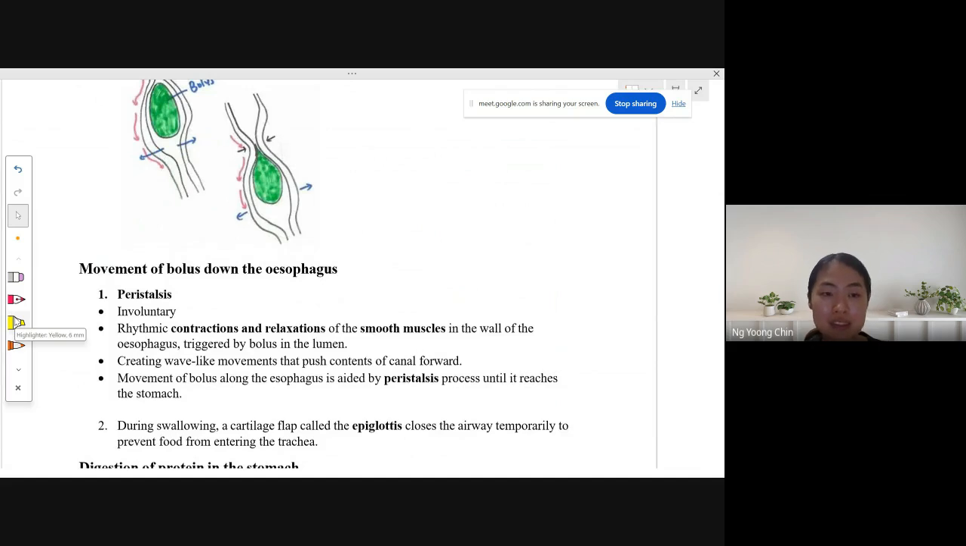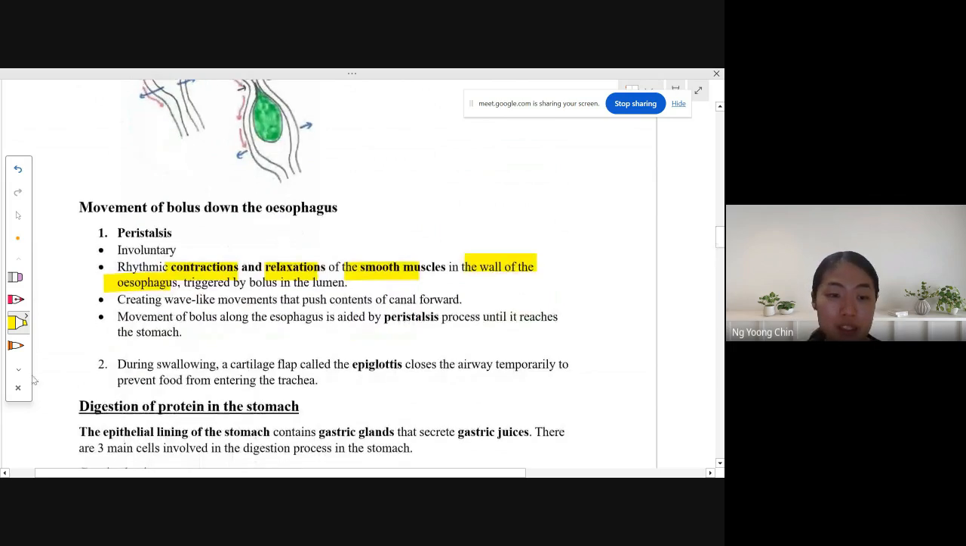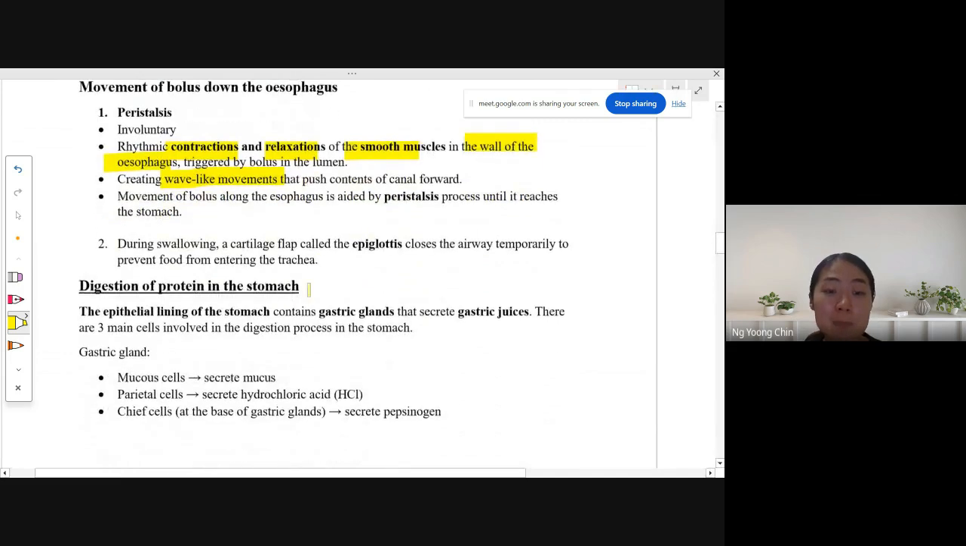What is meant by peristalsis? It means the contraction and relaxation of the smooth muscle. See this one? Contraction and relaxation of the smooth muscle on the wall of the esophagus, because imagine that the esophagus is just a muscular tube, made from smooth muscle only. So when the smooth muscle contracts and relaxes, it pushes the food content downwards to the stomach. They create wave-like motions that push the content of the canal forwards until they reach the stomach.